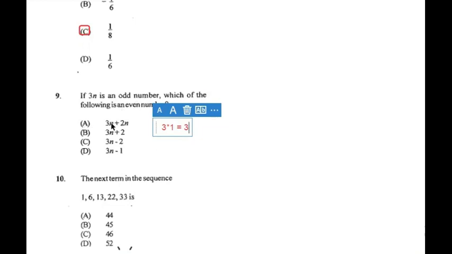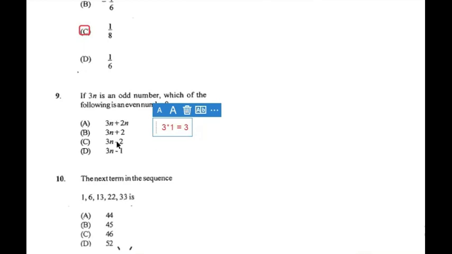So if we use 3 multiplied by 1, it would be 3 plus 2n, and remember n is 1, so it's 2 multiplied by 1, so it's 3 plus 2 to give us 5. So that is not an even number. Remember, an even number is any number that is divisible by 2 without leaving a remainder. So B says 3n plus 2, so it's 3 plus 2, which would also give us 5. So B is not our answer.